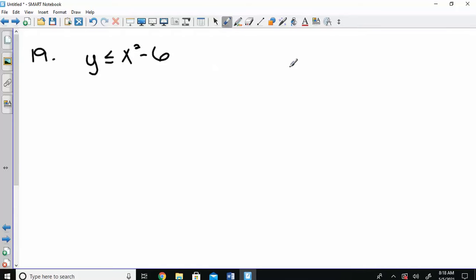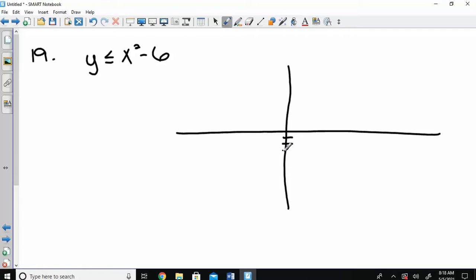What's this first graph? Parabola. I told you that I would check to make sure you had a minimum of 3 exact points. So you could plug them in, or you could do transformations. If you put in a 0, you get out negative 6. If you put in 1, you get out 1 minus 6 is negative 5. Put in negative 1, negative 5. Is that solid or dashed? Solid, because of the equal to.